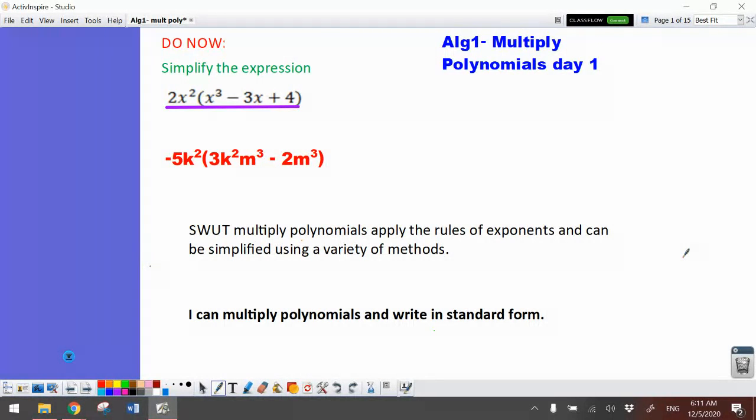But I do want you to explore both methods today. Some of you will decide that one way is easier than others, and that's fine. It doesn't make any difference how you get there. You just need to get there. So go ahead and simplify these two expressions and write them in standard form. Remember, you're going to be applying the rules of exponents as you simplify.